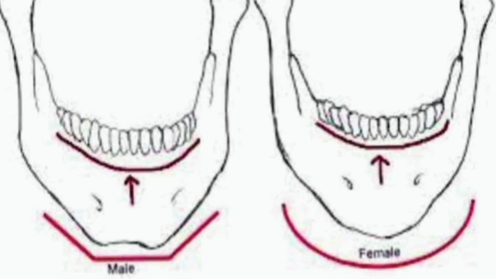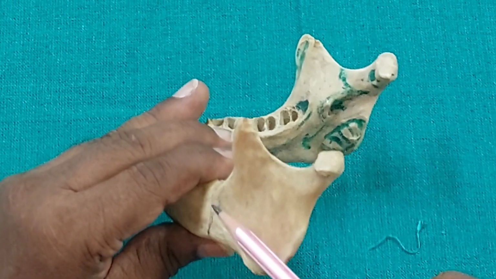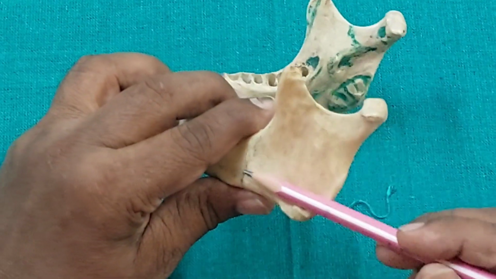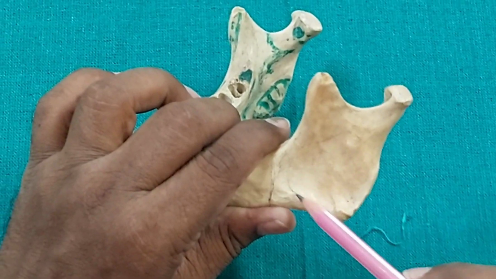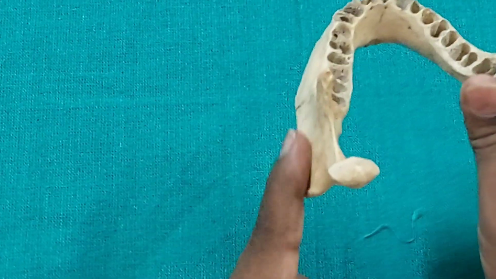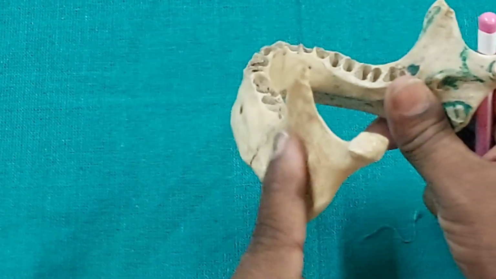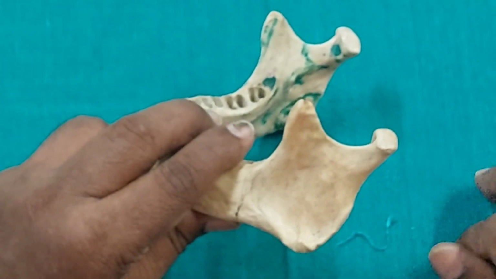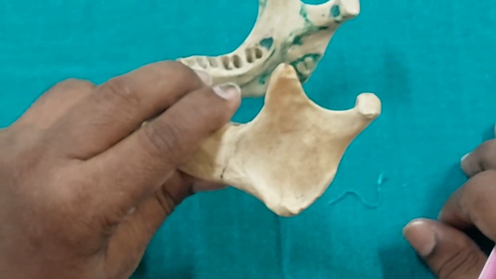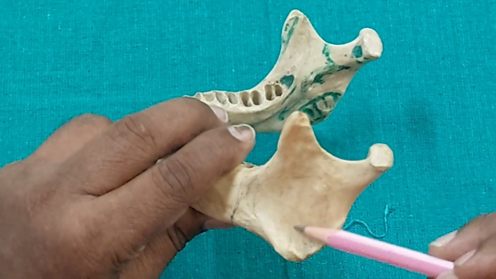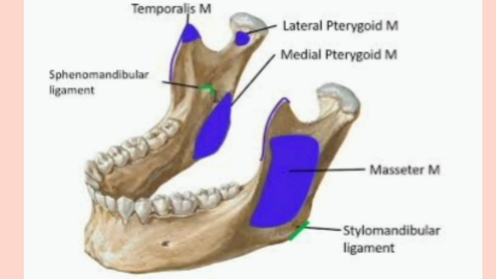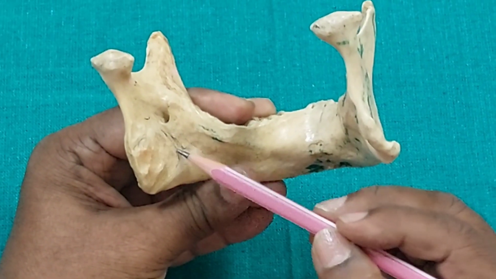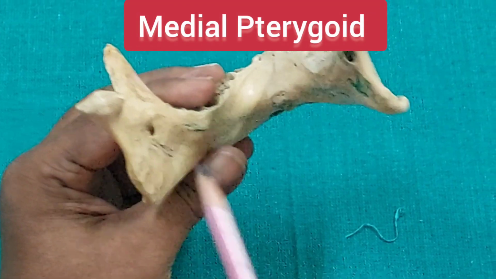Then what are the other features of the ramus? This is the external surface or outer surface, this is the internal surface. On the external surface, in the posterior and inferior, larger part, there is an attachment of a muscle, which is one of the important muscles of mastication, and that muscle is the masseter. On the inner side and the posterior inferior part, you will get another muscle, that muscle is the medial pterygoid.